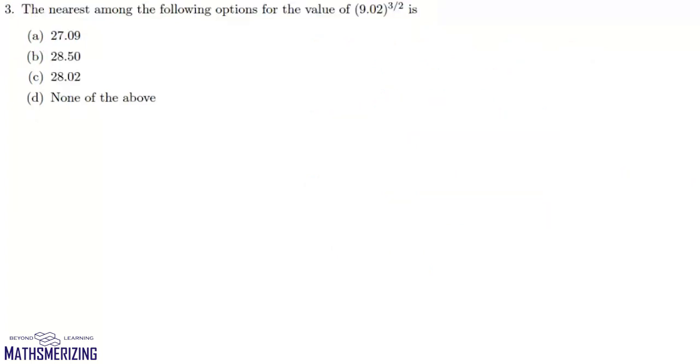Now question number 3 is, the nearest among the following options for the value of 9.02 to the power 3 by 2 is. Now we'll use calculus for this. So we'll assume a function y equals x to the power 3 by 2. We'll take x as 9. We'll take delta x as plus 0.02. Now we need to find the value of y plus delta y. Now if we put x as 9, we'll get y as 3 squared to the power 3 by 2, and it'll be simply 27.